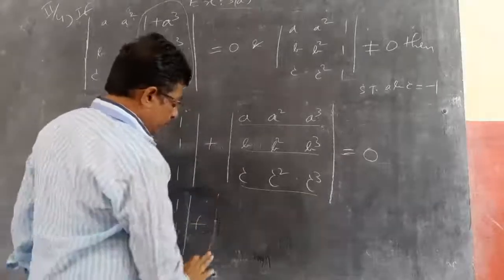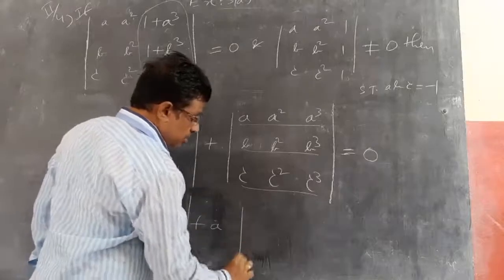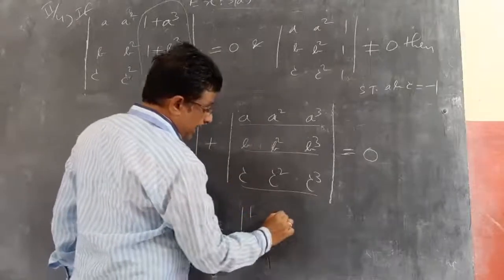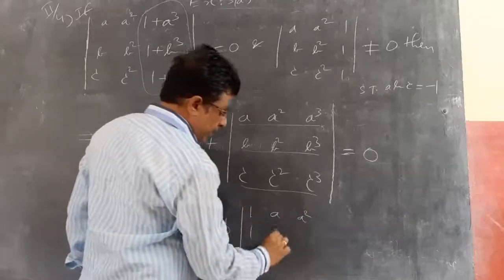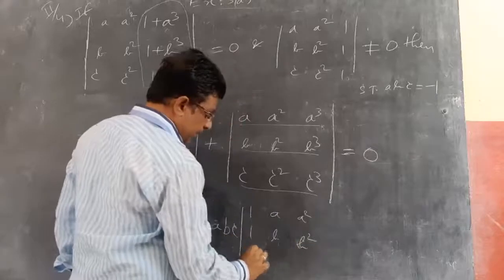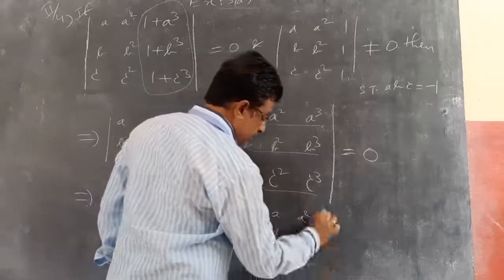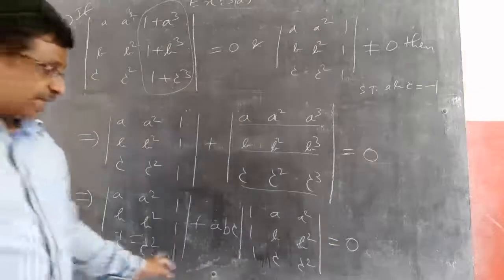Now from this determinant, from the first row I can take a common, so this becomes 1 a square. From the second row I can take b common, 1 b square. And from the third row I can take c common, 1 c square, equal to 0, as given, so I am writing it like this.